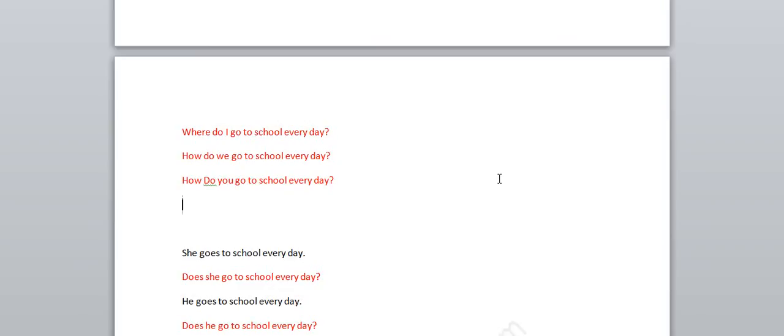And one more thing, simple present tense is also used to express feelings of mind, like I love my parents, we like you very much, I hate you. This is all about feelings of mind.